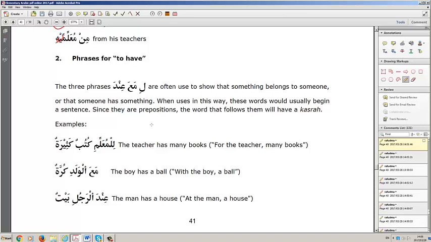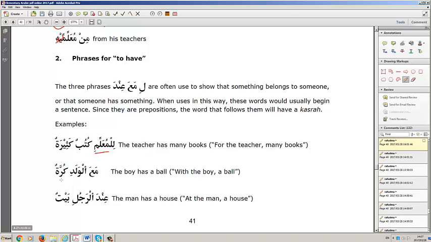Now, there are various ways in Arabic to indicate possession, to show that something belongs to someone or that someone has something. And these words often begin a sentence. And since they are prepositions, the word that follows them will have a kasra. So, for example, we have lil muallimi kutubun kathira. For the teacher, there are many books. Literally, for the teacher are many books. But the proper translation, of course, is the teacher has many books.